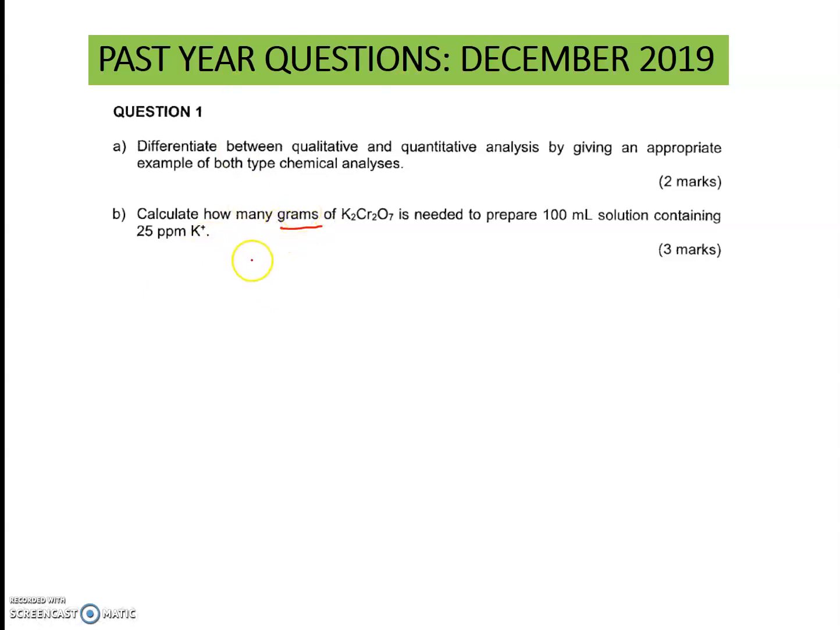Okay, so this is to prepare a solution from a solid chemical reagent. But the information given is 25 ppm potassium ion from potassium dichromate. So here you have to get the gram of potassium dichromate. Before that you have to get the gram of potassium ion.